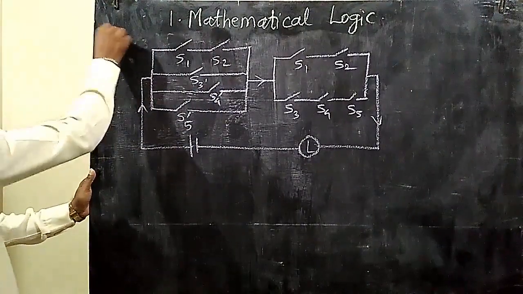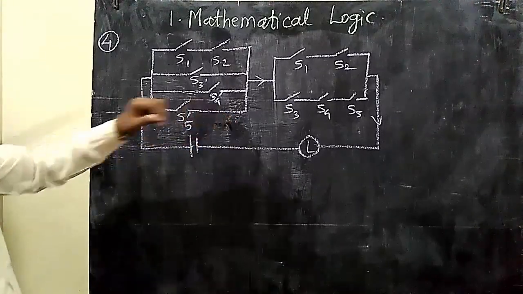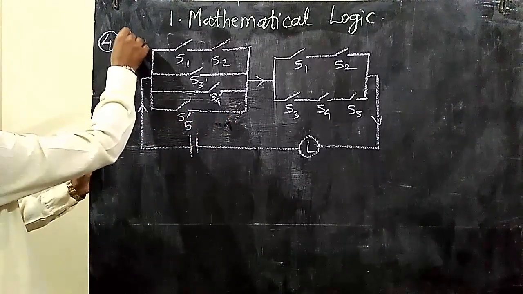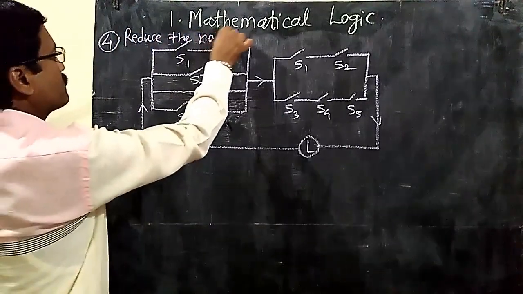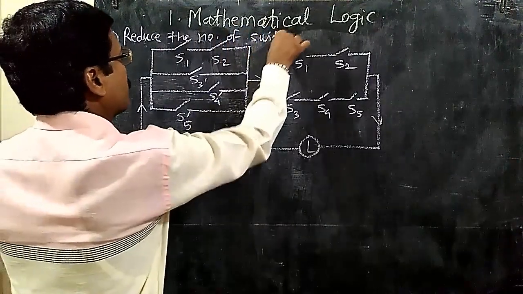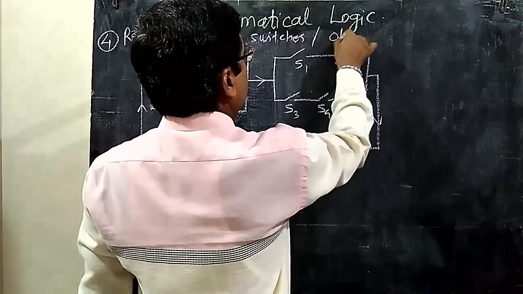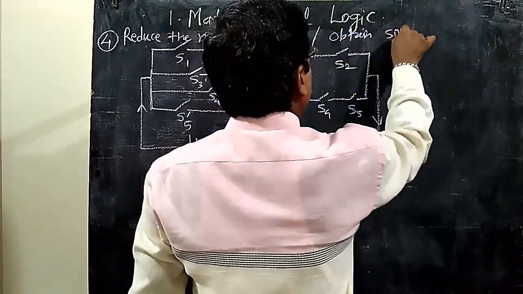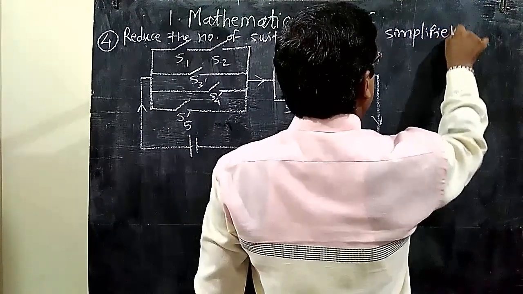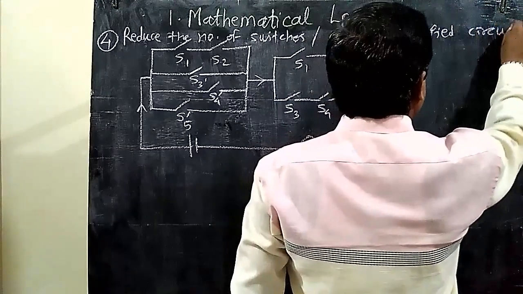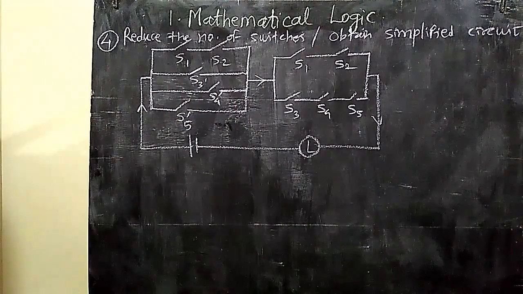This is the fourth type of example. We are given this switching circuit and we have to simplify it. Means reduce the number of switches or obtain a simplified circuit. Once again, we have here 5 different switches.